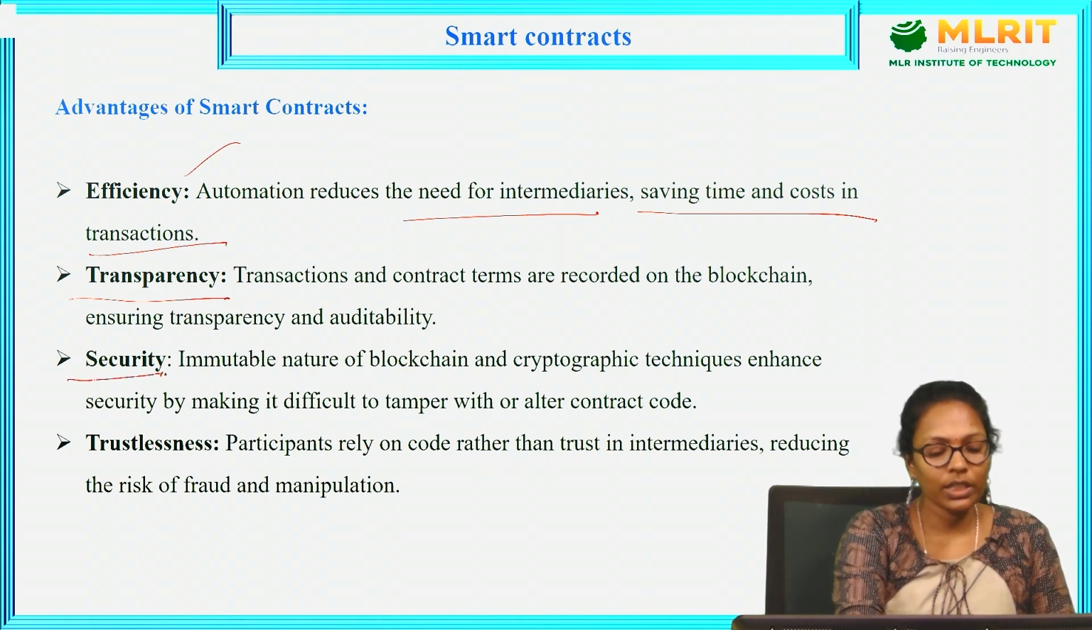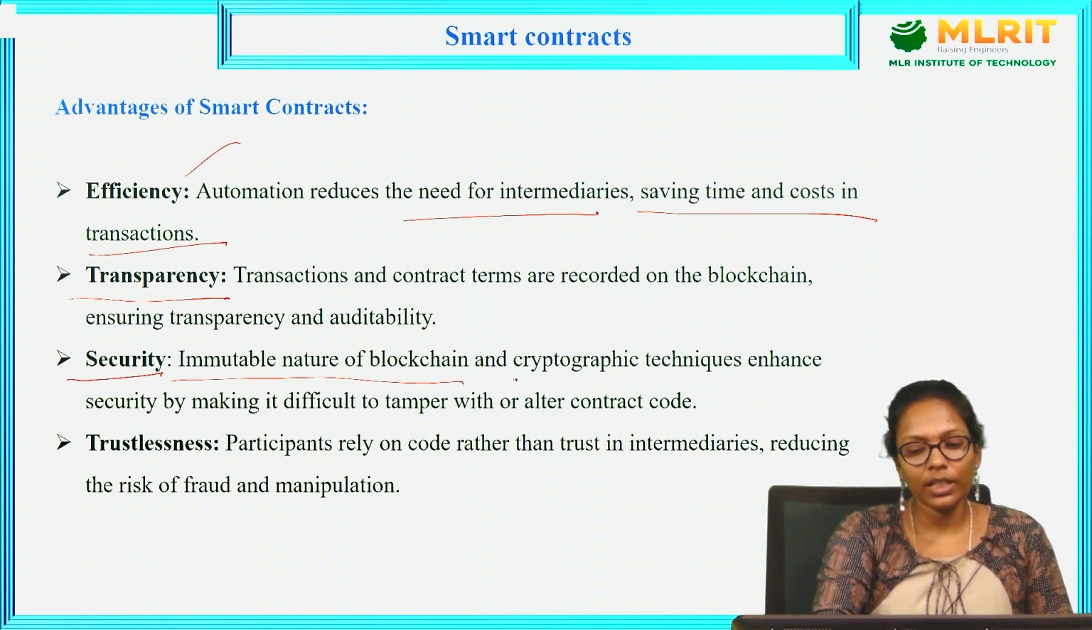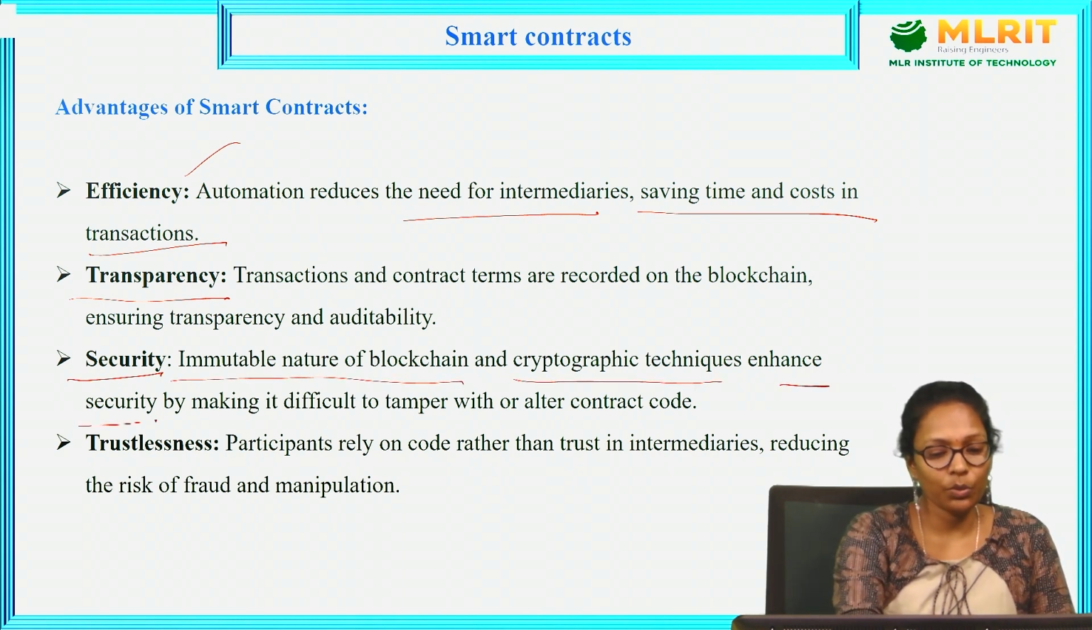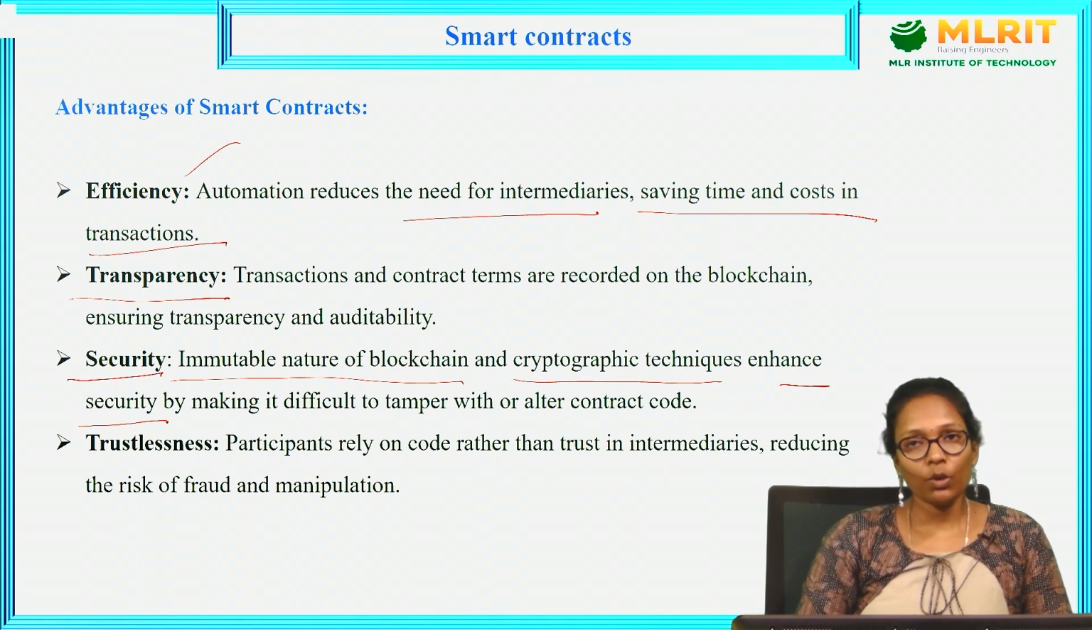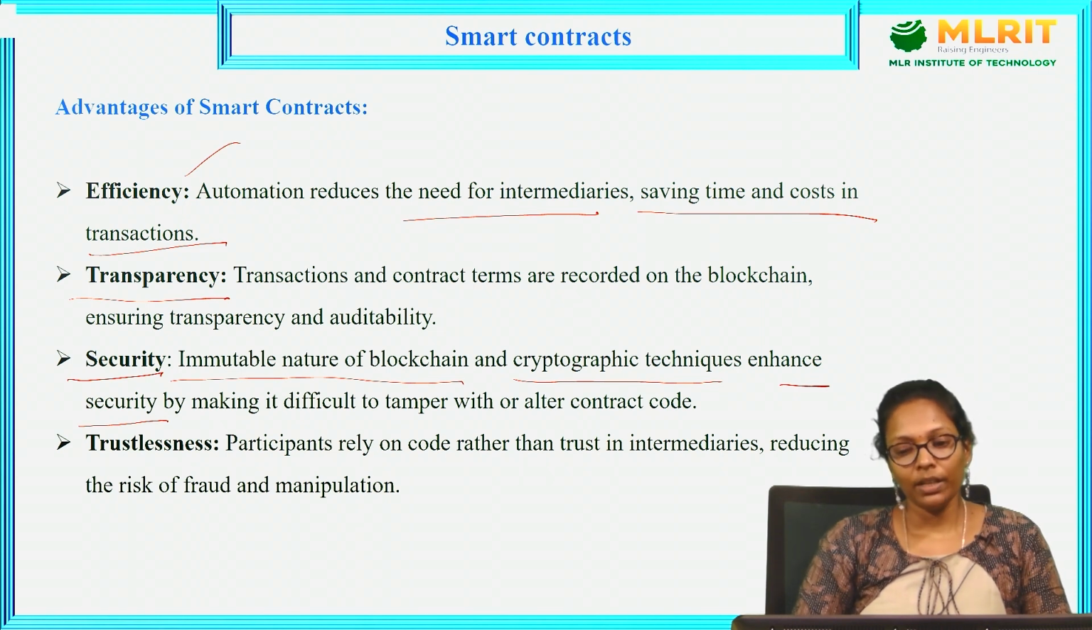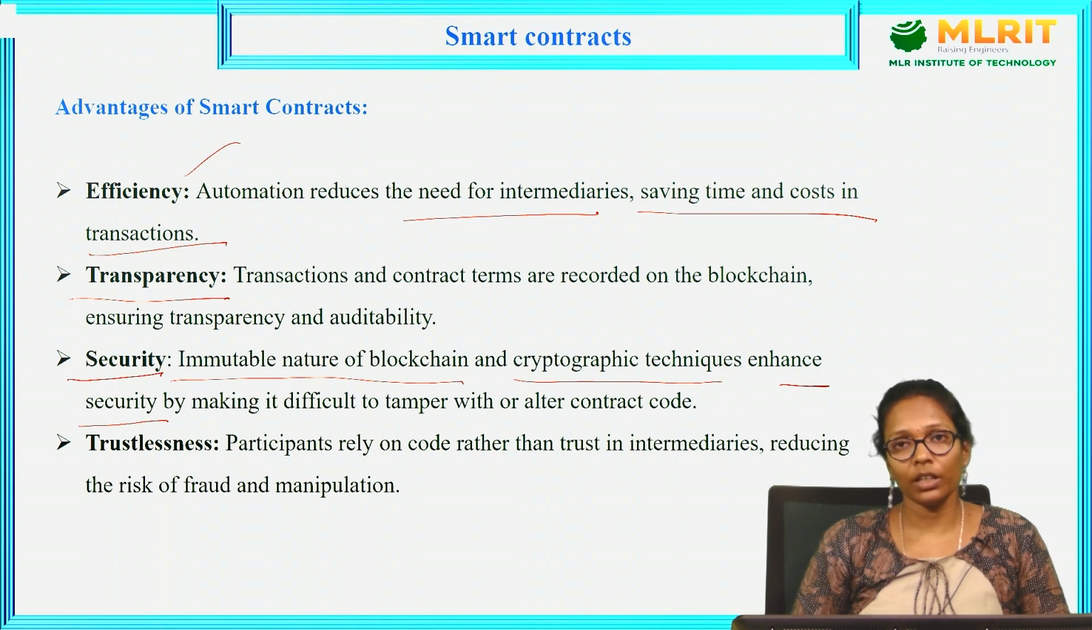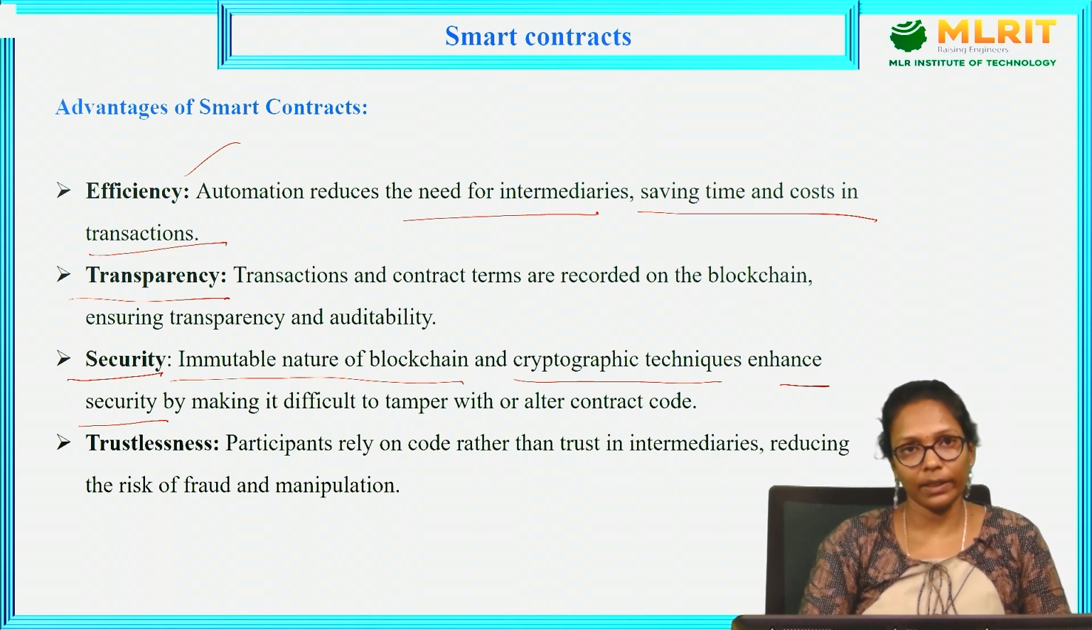Security. The immutable nature of blockchain and cryptographic techniques enhance the security. We know blockchain is immutable. Once I deploy any smart contract over the network, I cannot modify that code. And in the same way, we are also using cryptographic hashing techniques to provide the security. Of course, even if you are maintaining these many security measures, still we are getting some security vulnerabilities. Just because of that security vulnerability in 2016, we got the DAO attack.